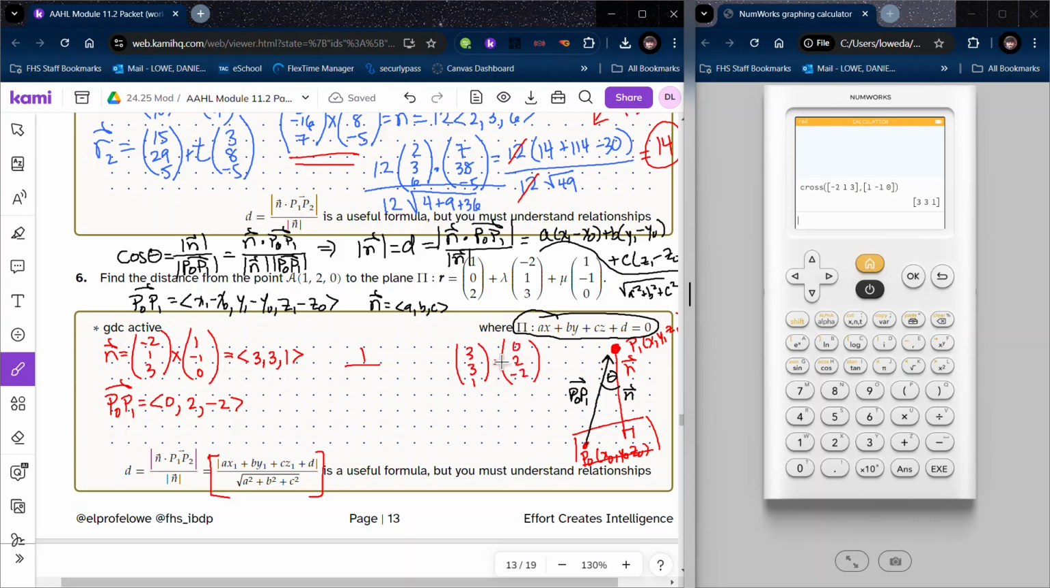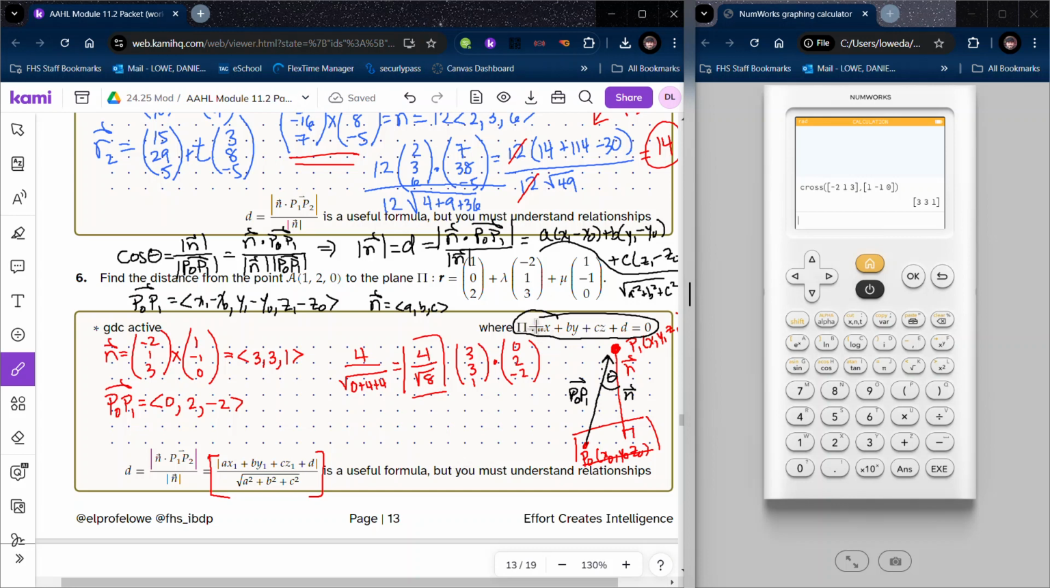And that's actually 6 minus 2, so that should be a 4 for the numerator. Glad we double checked. And then the denominator is going to be the square root of 0 plus 4 plus 4. So that gives me 4 all over the square root of 8, and that is my distance.